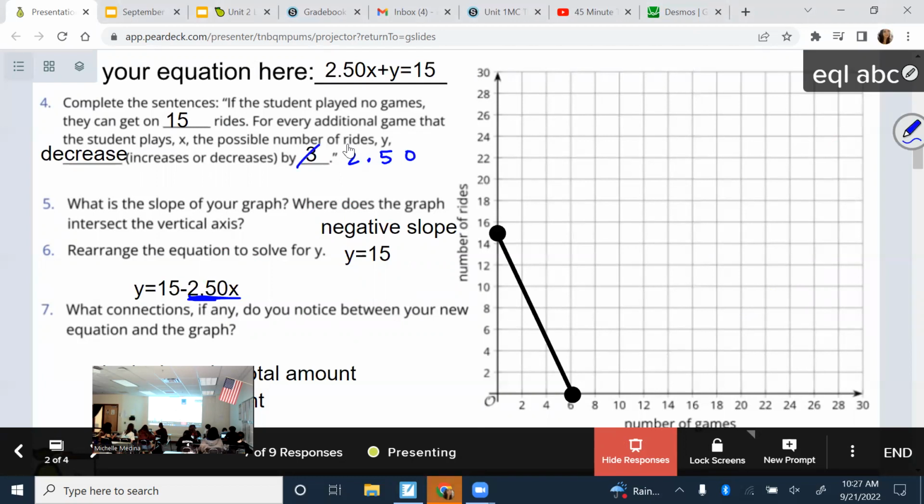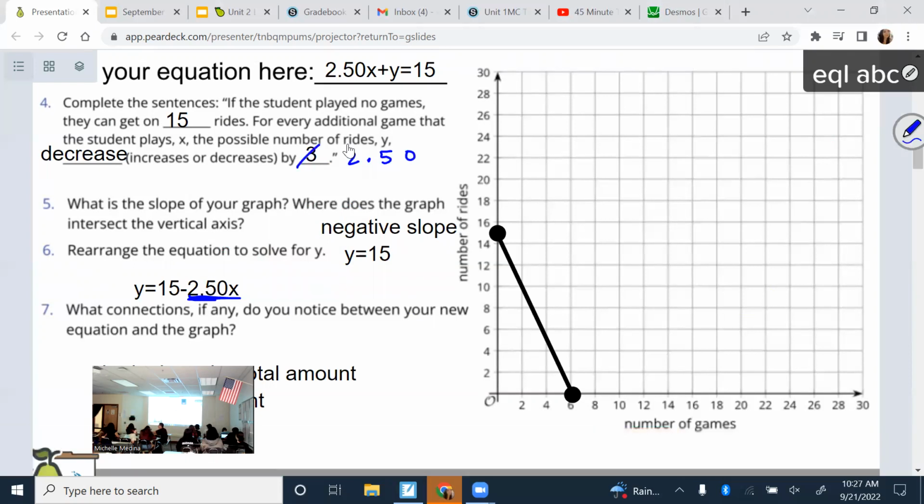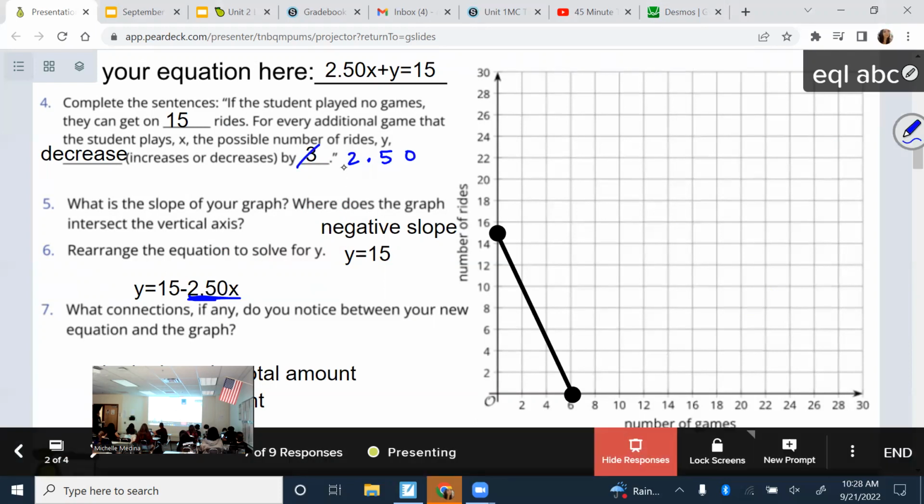I think that's, I don't know. I guess you have a point there. Ryan said, how can you decrease by half a mile? Which is a fair point. So I can see why we rounded it up to 3. But just go with me. It's the rate of change. It decreases by $2.50.